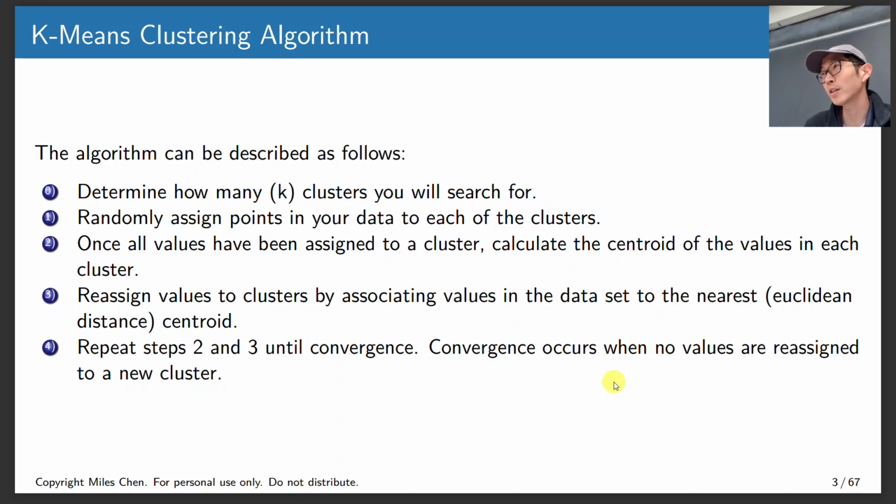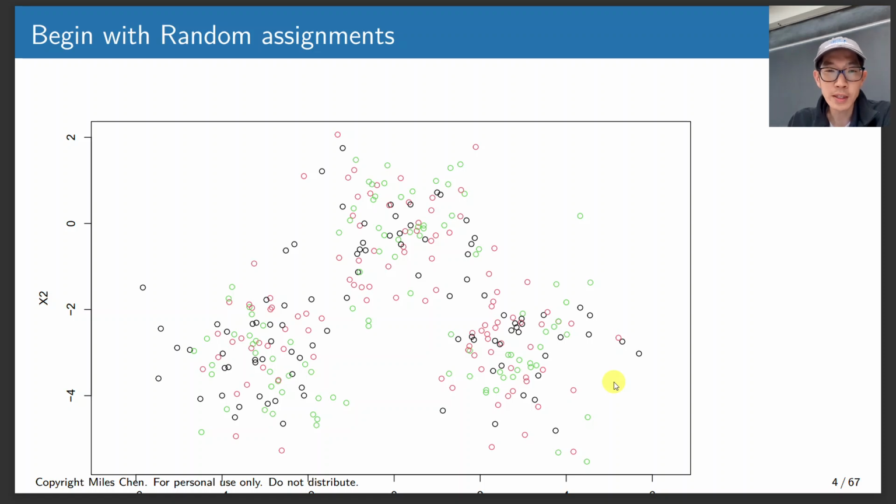However, depending on your initial random assignments and points, if you're searching for 4 clusters, depending on your initial starting scenarios, you could end up with different final cluster assignments. Okay. So again, here is a simple example.